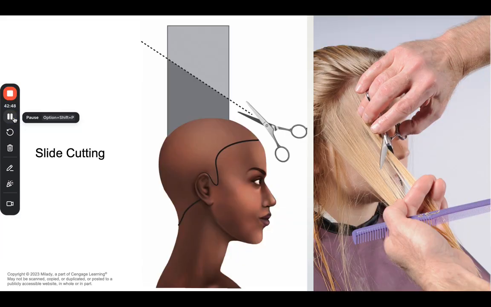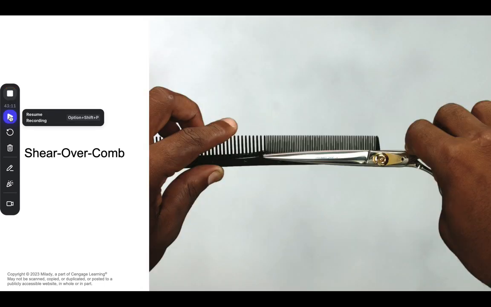I mentioned slide cutting a few minutes earlier. So slide cutting is a method of cutting or layering the hair in which the fingers and shears glide along the edge of the hair, and it's useful for removing length. You can also use this technique for blending shorter lengths to longer lengths. You can also use it for layering very long hair to keep the weight at the perimeter or to create soft ends.